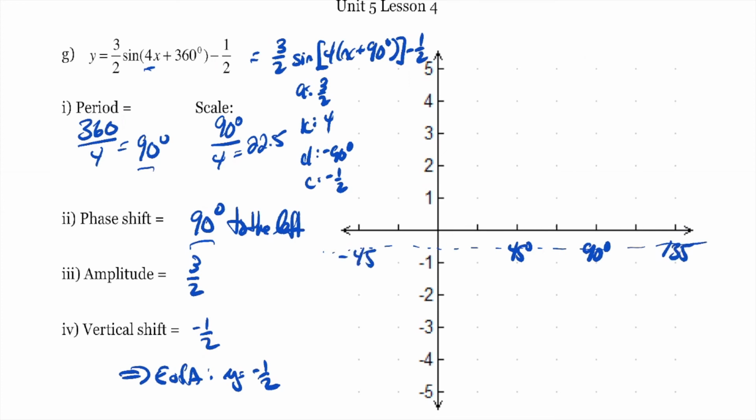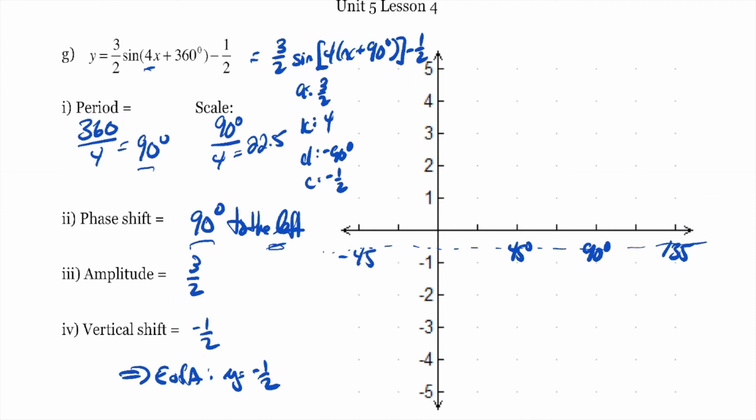Okay, so this was a little bit hard to do because my phase shift is 90 degrees to the left, which would bring me way over here somewhere. But because the phase shift is the same as the period, it really hasn't shifted at all. So what we're going to do is basically a phase shift of 0. So we're going to start at x equals 0 and start graphing this.